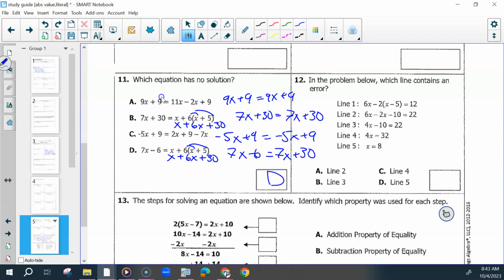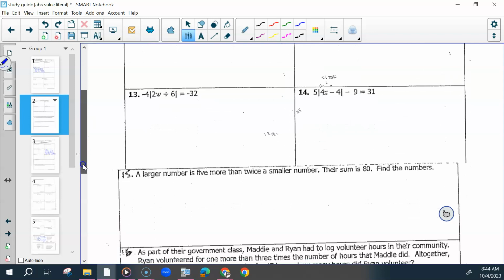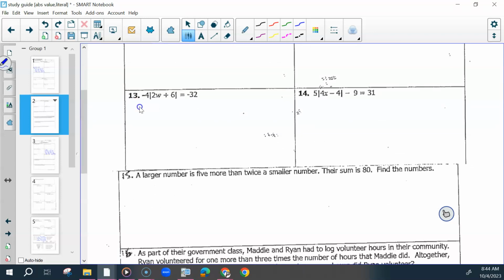So let's go back to the back of the first page. So now we're in objective 2, solving absolute value equations. Want 11 through 14, any of those you want to go over or have questions about. So the very first page, on the back of it. So number 13 is the one we're going to do.